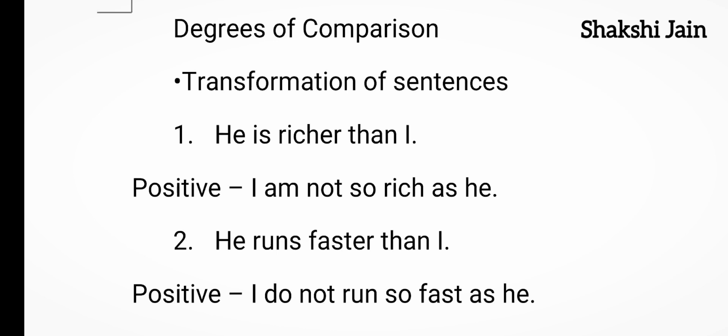We're going to discuss the chapter Transformation of Sentences on the basis of degrees of comparison. There are three heads in degrees of comparison. Number one is positive, then comparative, and then superlative. Positive is always about one person, comparative is always between two people, and superlative is about a lot of people, when you are comparing one person or one particular thing with many other items or things. As we discuss the questions, you will hopefully be able to understand.